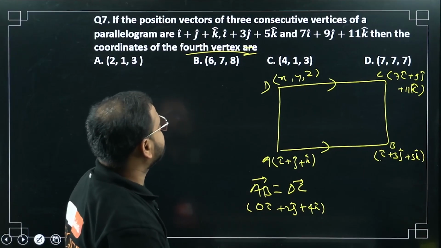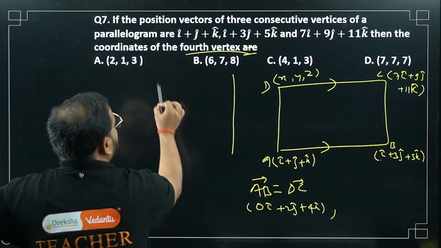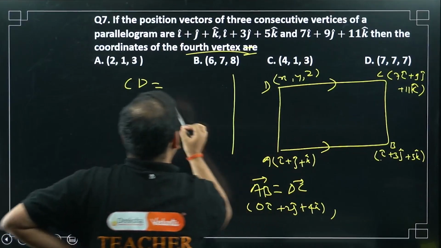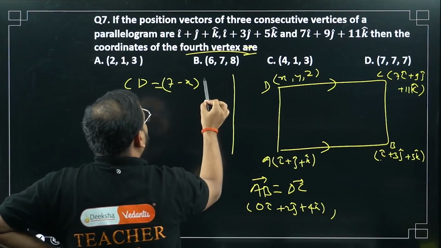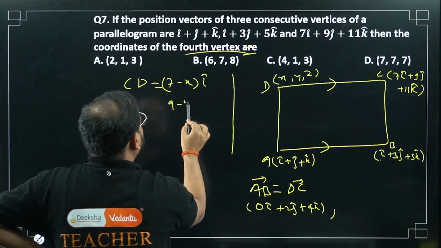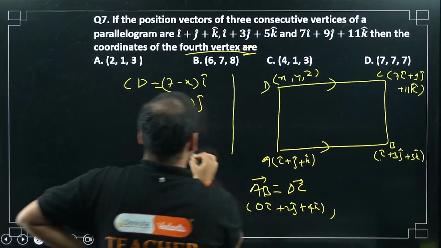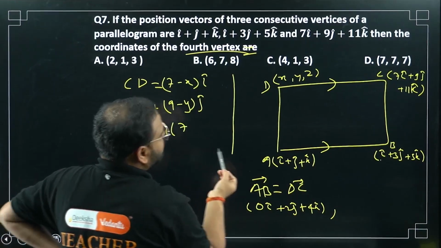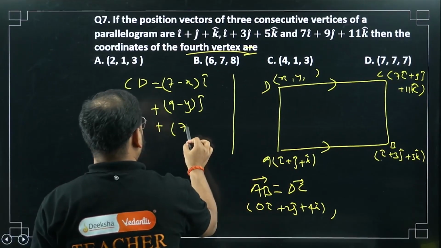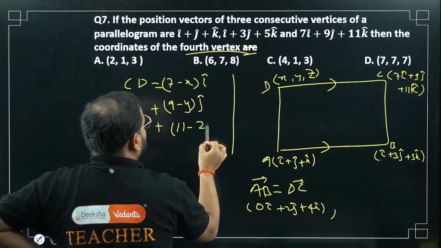Same thing you can do for DC. Please have a look over here. For DC, I'm going to get 7i minus xi, so I'll write it as 7 minus x i cap. Next one, 9j minus y, so I'll write it as 9 minus y j cap. Plus the last one, 11 minus z, k cap.